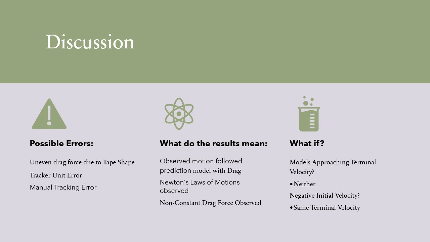Now, however, what if the object was thrown down with negative initial velocity? Well, even though the object starts with a different velocity, since the terminal velocity only depends on the force of drag and not on the initial velocity, the object will still reach the same terminal velocity as in the previous case.